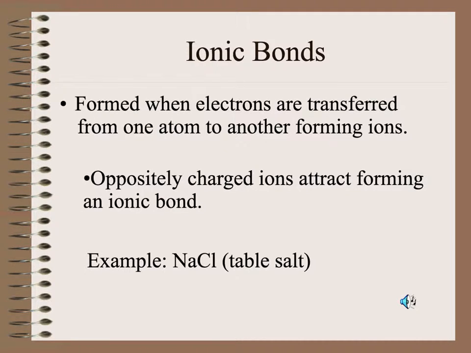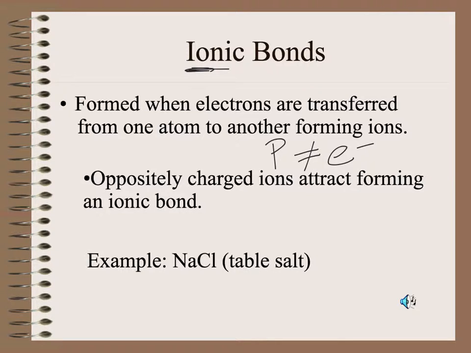Okay, so the first type of bond that we'll talk about is ionic. And you'll see in the word, we'll be dealing with ions. So ionic bonds are formed when electrons are transferred from one atom to another, forming ions. So basically we're just going to take two different ions, and just to remind you, ions are when the protons do not equal the number of electrons. And then you might also remember that they're charged.